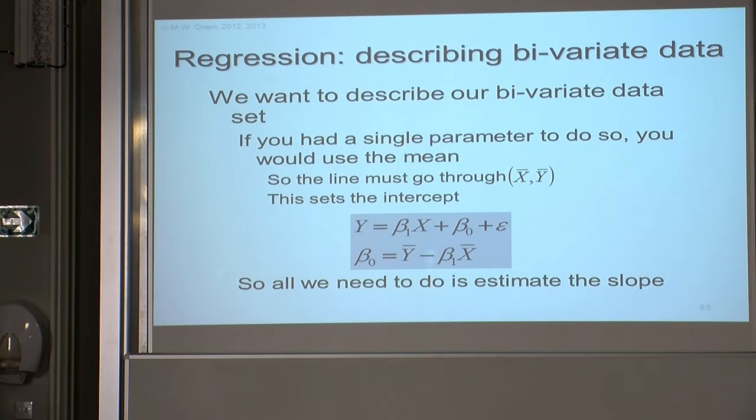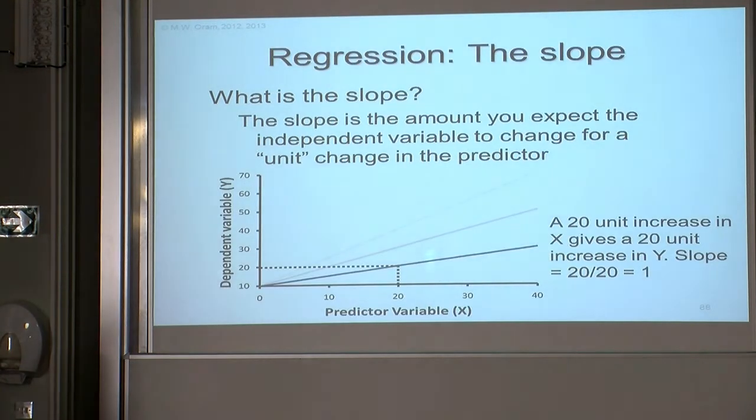It needs to go through this mean point, and what that actually does is allow us to set the intercept. The intercept, b0, is the mean of y minus b1 times the mean of x. So everything actually depends on what the slope is going to be. What we need is a way of saying what the slope is. How are we going to estimate the slope of the relationship?